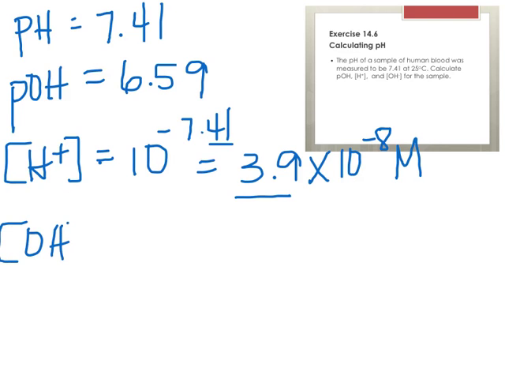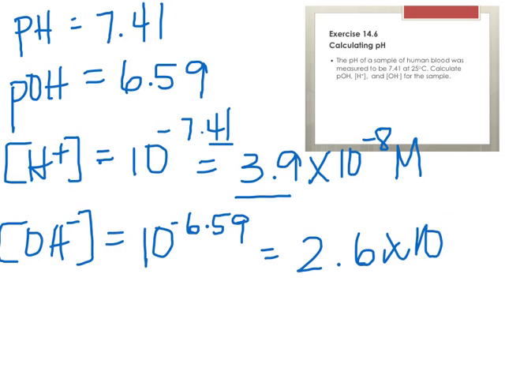And you do the same thing for OH minus. It's going to be 10 to the negative 6.59. Do that in your calculator and you should get 2.6 times 10 to the minus 7. 2 significant figures because 2 places past the decimal. There's more than one way to do this, but you need to be able to do these calculations pretty quickly. pH and pOH calculations are just a small part of a larger process that we're going to do later on, so it's important that you're able to do these calculations very quickly.